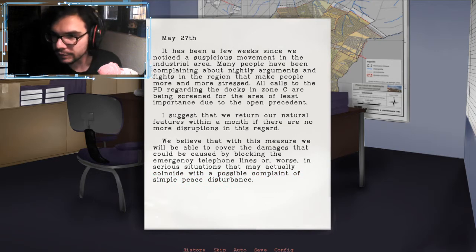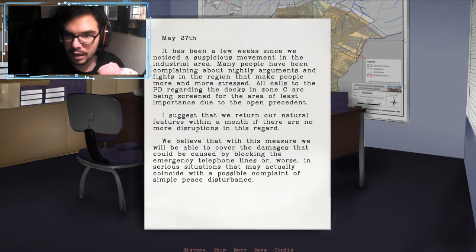Okay, but let me see if there's anything in the other files about any of that. So we have the second file, RHP report, passional murder. I have strong reasons to believe that I found Angelica's killer. I came across this in a routine analysis. There was a complaint of a couple fight in the vicinity a week before the murder took place. Many people have been complaining about nightly arguments and fights in the region that make people more stressed. Interesting.